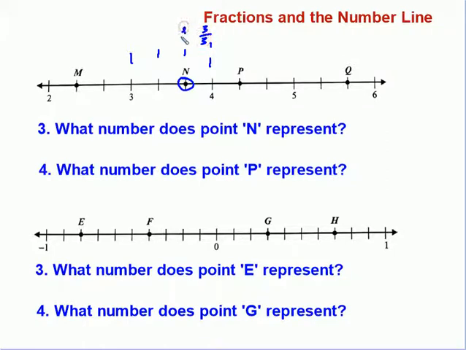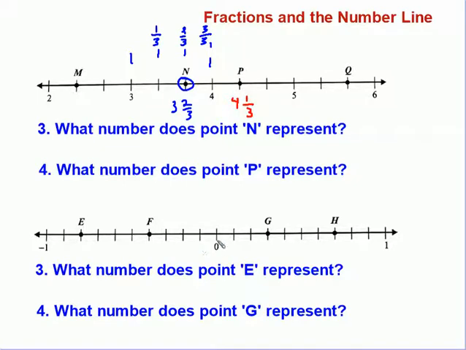3/3, 2/3, and 1/3. Now it's important to understand that 3/3 is a whole. So once we get up to 4, we've actually got one whole. We've added 1 to our 3. N represents 3 and 2/3. What does P represent then? P represents 4, and since we've broken it up into thirds again, we have 1/3.